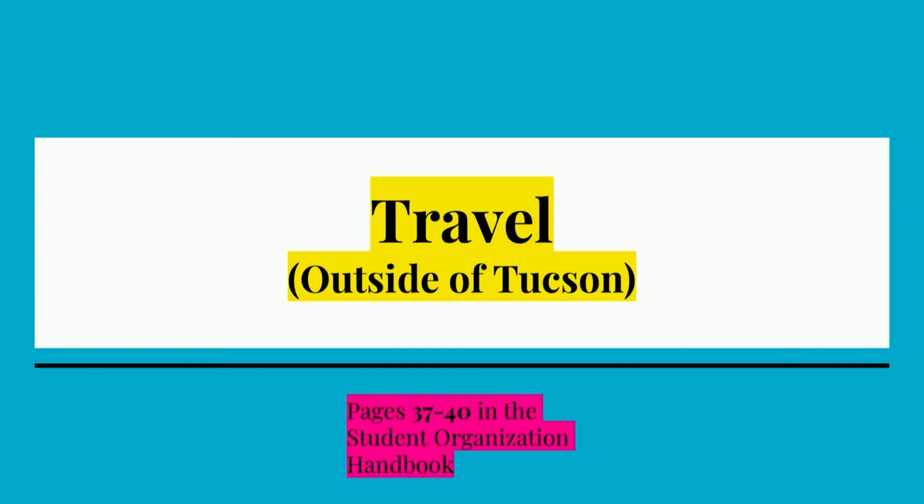The last section that we'd like to cover in this training pertains to travel. There are 2 categories of travel that happen within student life. Some of that is travel within Tucson, for example, if your club would like to participate in an event that is happening in town. Any of those requirements and paperwork for that sort of travel is not what we're going to talk about right now. What we're going to briefly cover is what procedures look like for travel outside of Tucson.